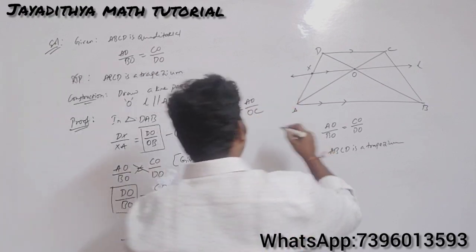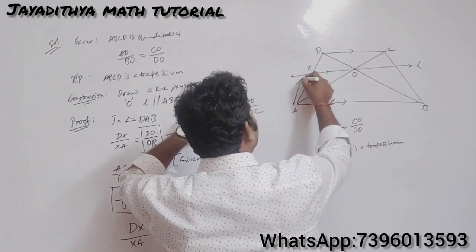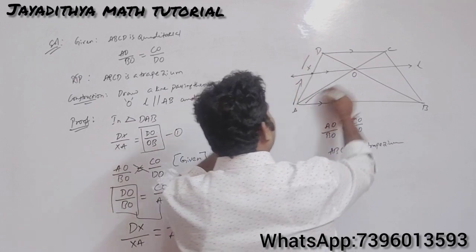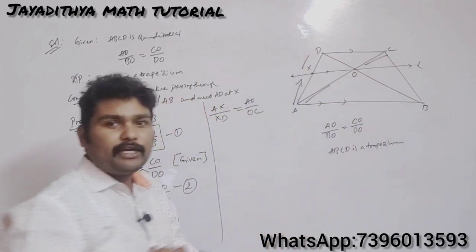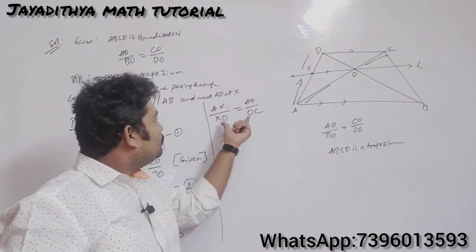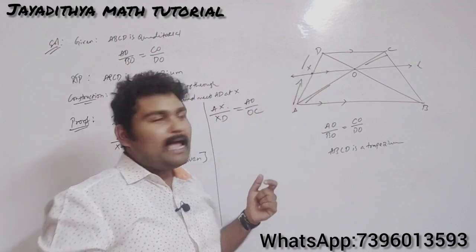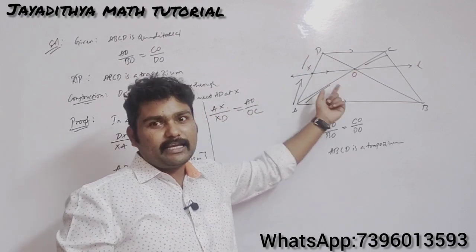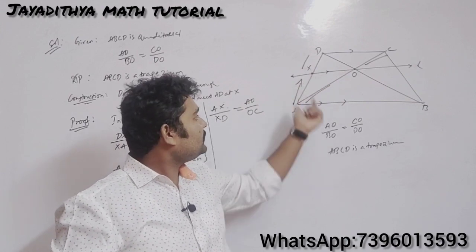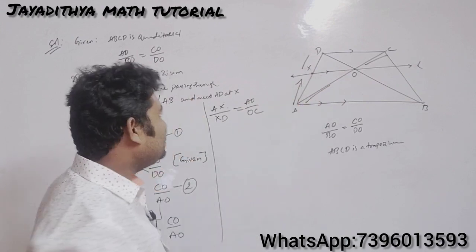What happens? Let us see here. So AX by XD, where is this one? Yes, AX by XD is equal to AO by OC now. AO by OC. So what can you say that? Here the ratios are equal in triangle ABC now. The ratios of the sides here are equal. So what can I say here?